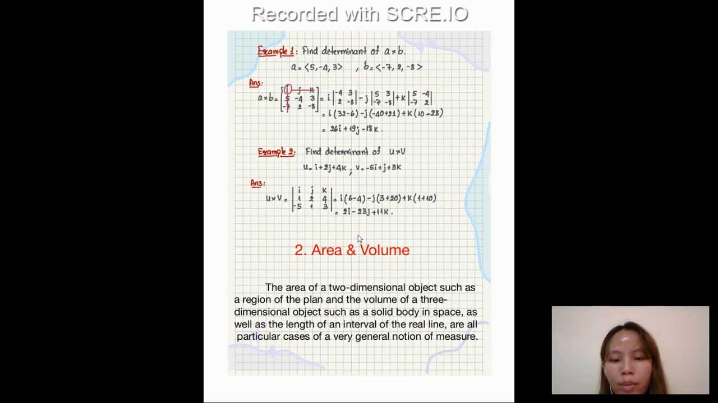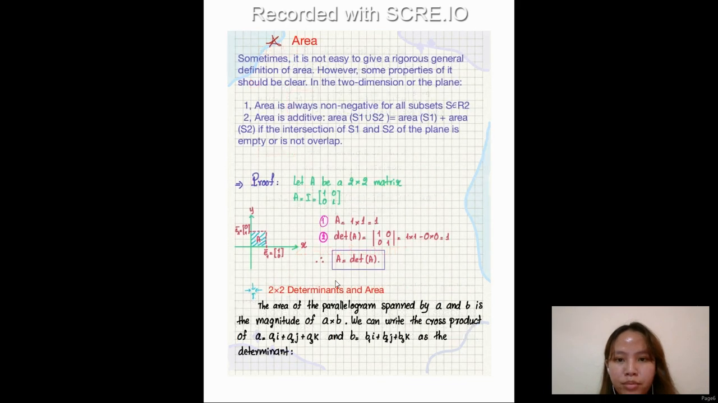Now let's know more about the area and volume. The area of a two-dimensional object such as a region of the plane, and the volume of a three-dimensional object such as a solid body in space, as well as the length of an interval of the real line, are all particular cases of a very general notion of measure.